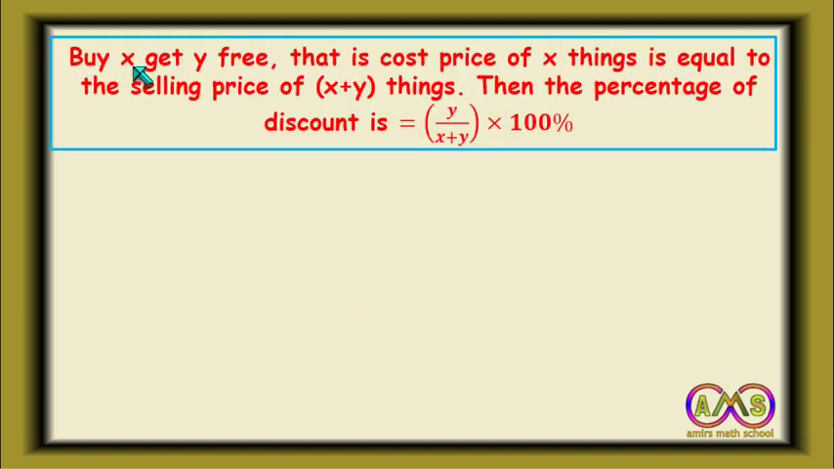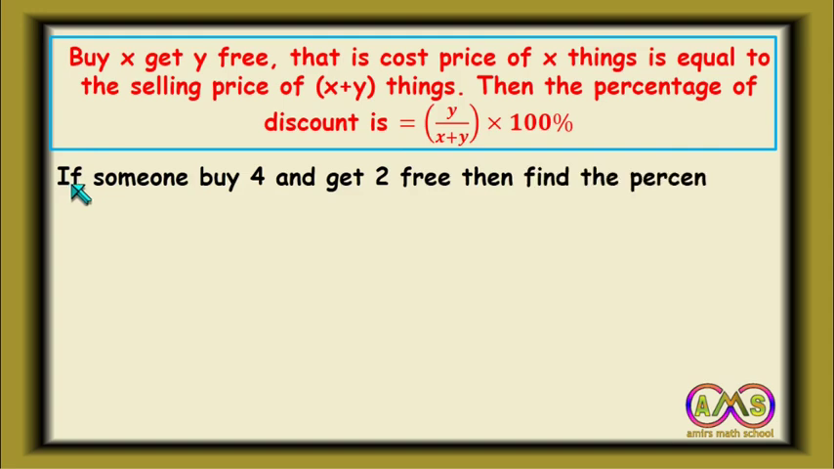Using this formula, that is, buy X and get Y free, the cost price of X things is equal to the selling price of X plus Y things. Then the percentage of discount will be Y divided by X plus Y times 100%. If we use this formula, suppose someone buys 4 and gets 2 free, then find the percentage of discount. Very easy.